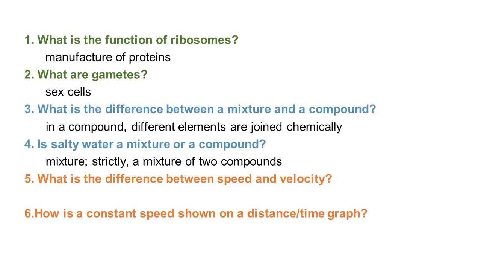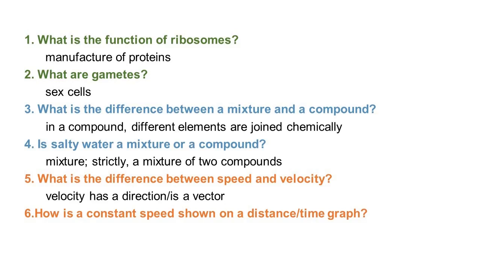And question 5 was, what is the difference between speed and velocity? So speed is a scalar quantity because it has a magnitude, it has a size. So you might be traveling at 10 meters per second, that would be your speed. Velocity is the same as speed in every way apart from one, and that is that velocity must have a direction. So velocity is a vector quantity. So if you're traveling at 10 meters per second, that is your speed. If you were traveling at 10 meters per second west, that would be your velocity.